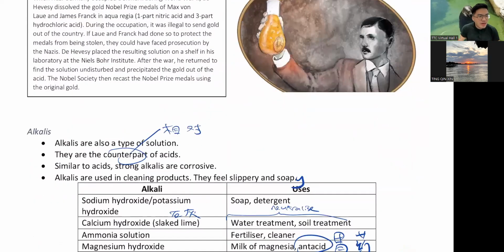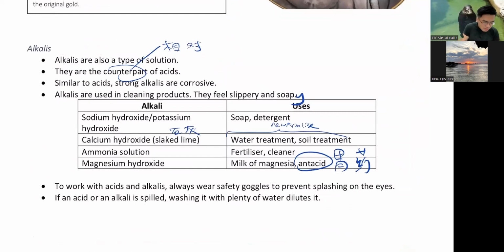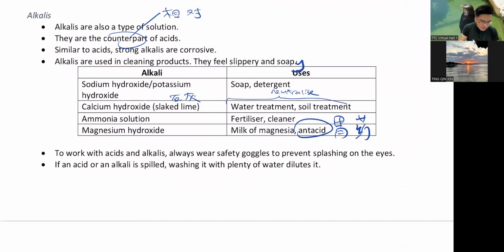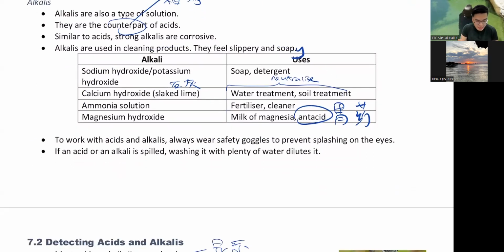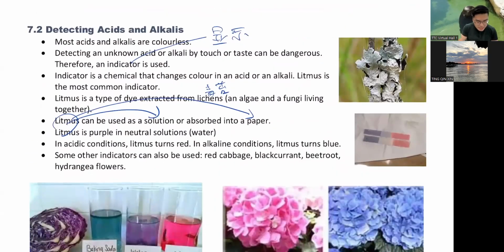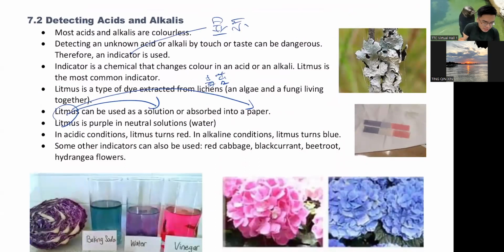Anyway, of course you have your alkali, which is the counterpart, the opposite of acid. 酸跟碱是相对的. And of course, these few ones, if you want, you can read it yourself lah. I went through this already. And of course, how do we detect acid and alkali? We will use an indicator.